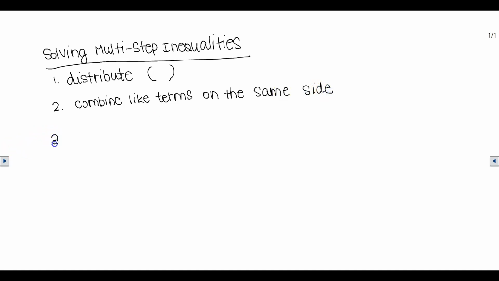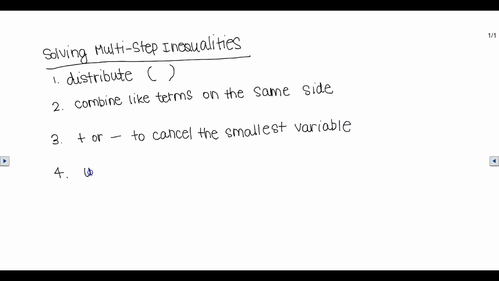Step 3 will be to add or subtract to cancel the smallest variable. Step 4 will be to undo addition or subtraction. And then finally, step 5 will be to undo multiplication or division.